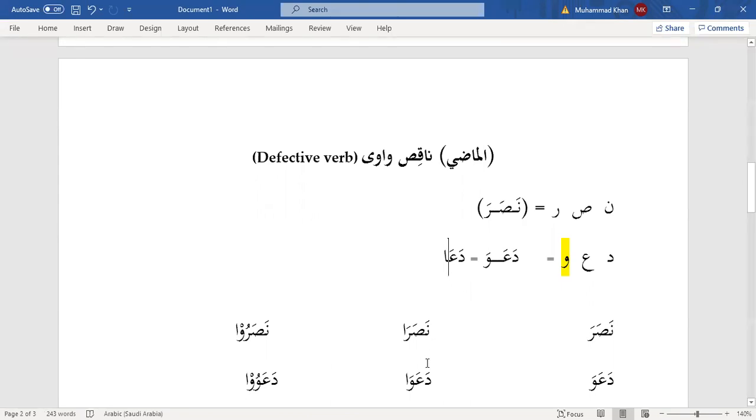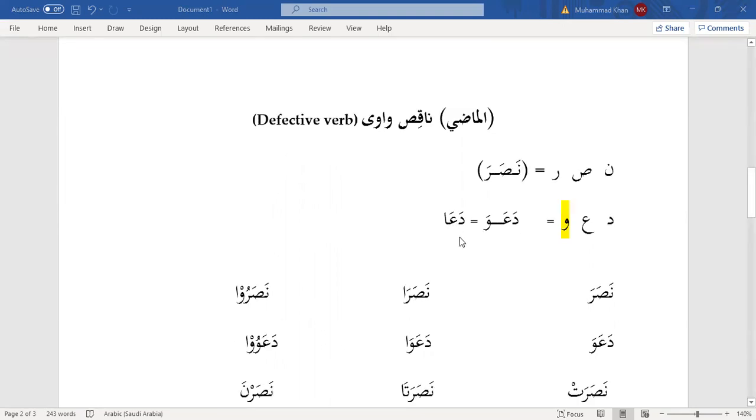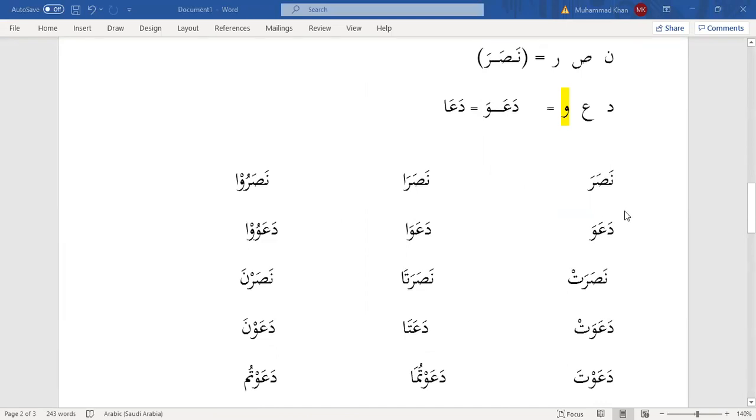However, when we talk about the rules of ta'leel, no change has taken place. Ta'leel is the same as we have learned before: when waw is mutaharrik and there is fatha before it, then it changes into alif. So da'awa changes into da'a. That is your change number one.